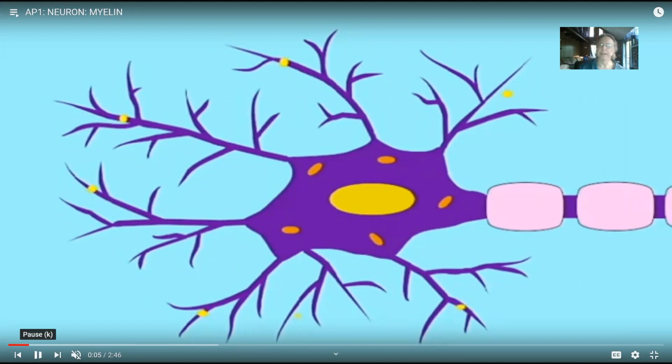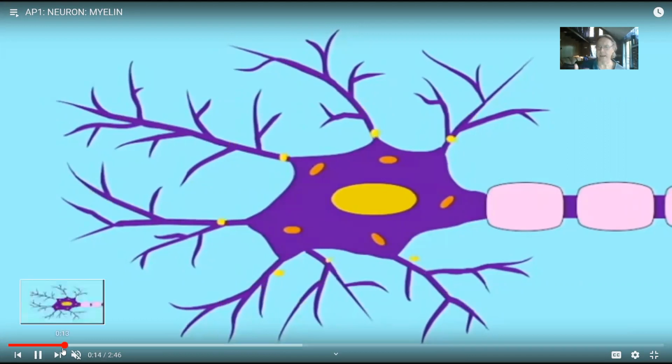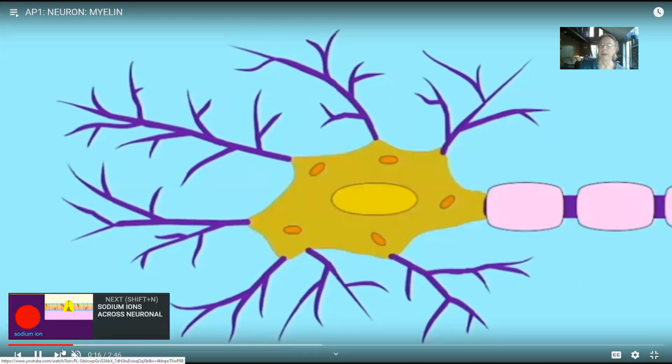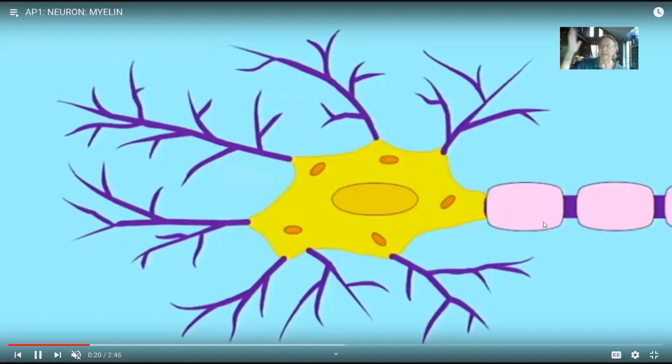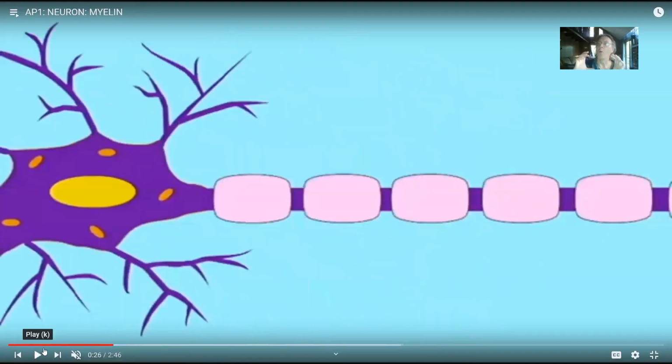But that might not be fast enough. The longer my hand stays on the hot stove, the more tissue damage that I incur. And so there are ways that the message could be speeded up. For example, axons can more easily allow the movement of particles if they are wider. So a wide axon will transmit a message more rapidly than a narrow axon.